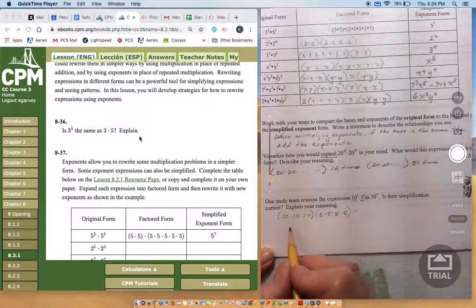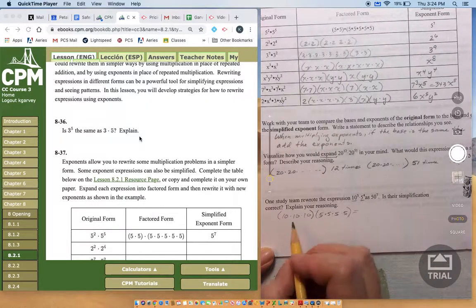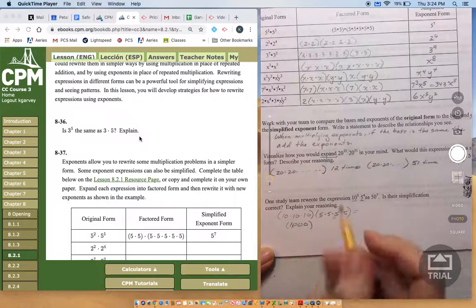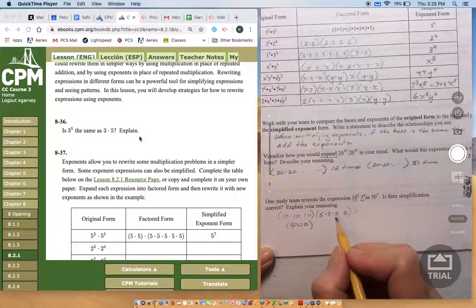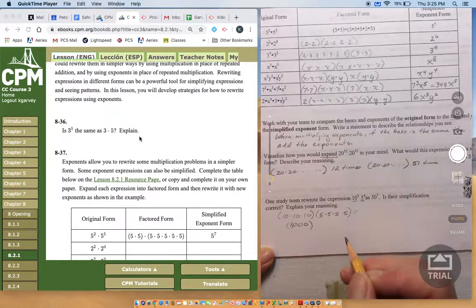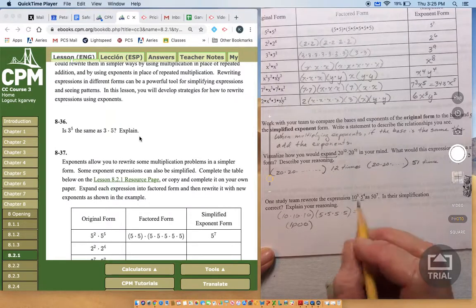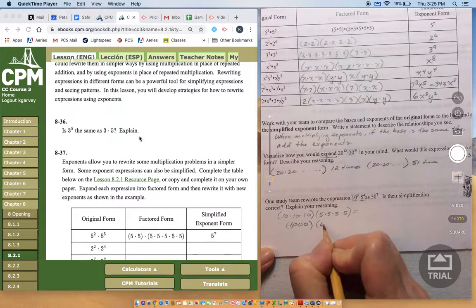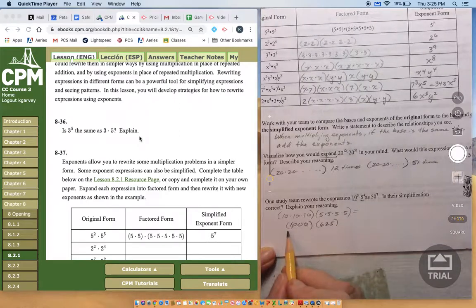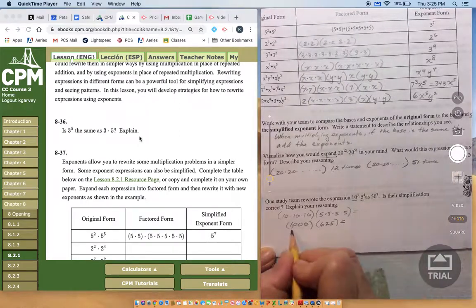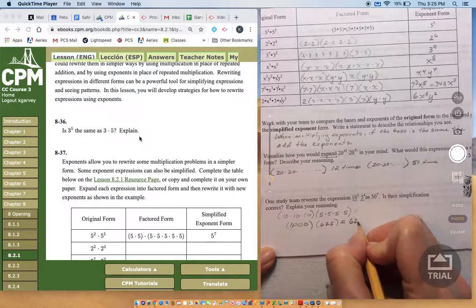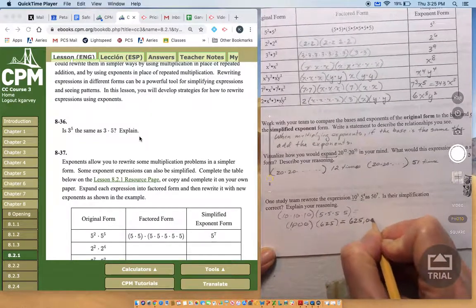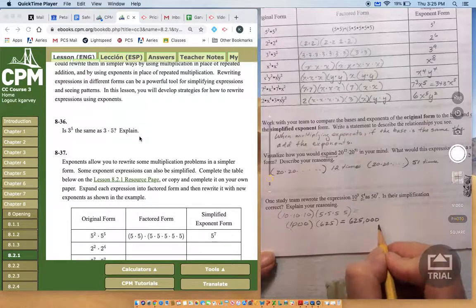10 times 10 is 100. 10 times 100 is 1,000. So that's what that is. 5 times 5 is 25. 5 times 25 is 125. And 5 times 125 is 625. If we multiply those two numbers together, we would get 625,000, which seems like a pretty big number.